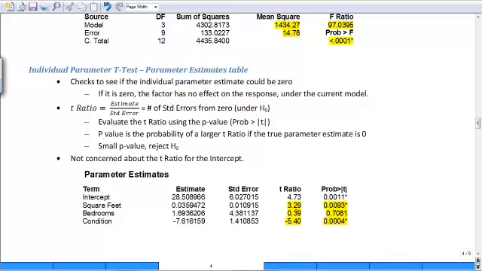The third factor, condition, is highly significant. It's 5.4 standard deviations from the mean. So we'd like to keep that in the model. Now at this point, ordinarily what we would do is go back to the model specification page, remove bedrooms from the model, and run a new model with square feet and condition only. We're not going to do that. We're going to press on so that we can take a look at the rest of the model building in a single video.